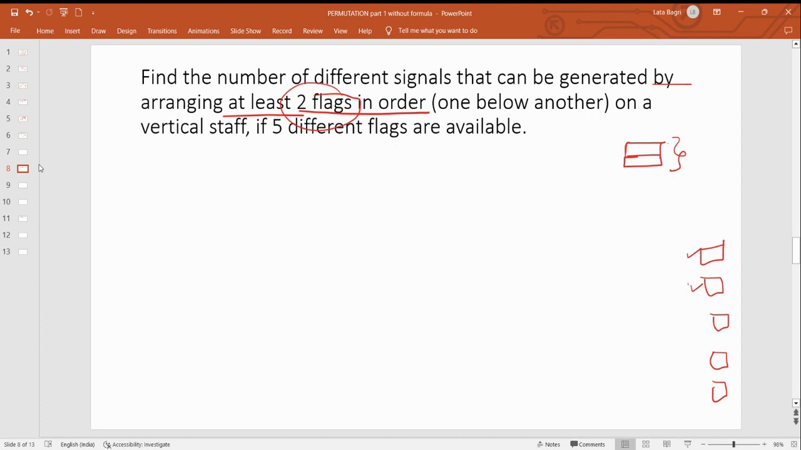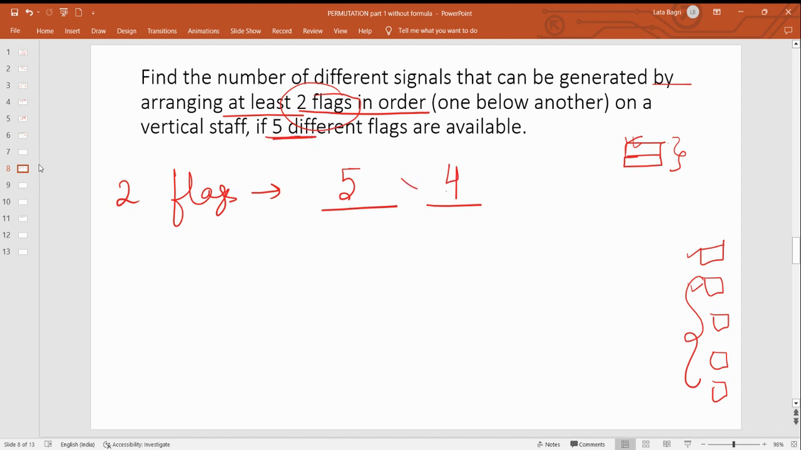Now here, what a lot of students will do is that, okay, so I have to arrange two flags. So here are my two flags. The first flag can be arranged in five number of ways, so five. Second flag can be arranged, the second one which is on top of this can be arranged in four number of ways because one is already used and we have total five. So 5 into 4 is equals to 20. Done.